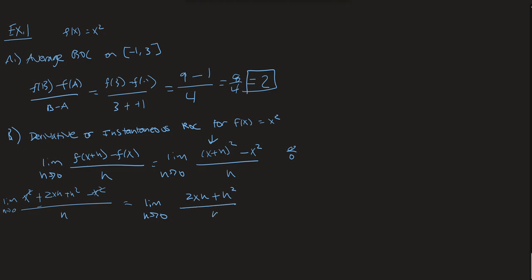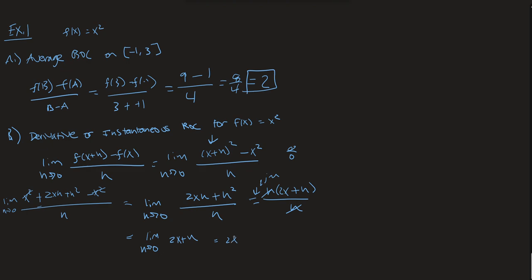Then on the top, we can't plug in 0 yet because we still get 0 over 0. We need to factor out that h on the top. So we get h times 2x plus h. And then you notice that these h will cancel. Sorry, there's supposed to be a limit in there, but you get the idea. And we're left with the limit as h approaches 0 of 2x plus h. Finally, we can plug in 0 for h, and we get 2x.